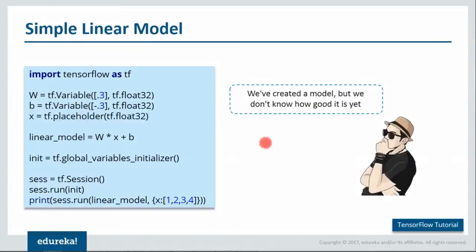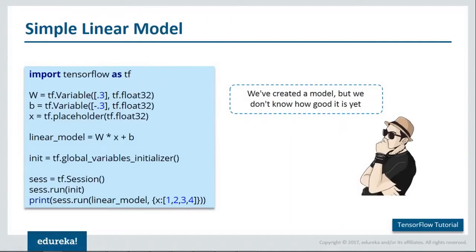So this is our first model, guys. Over here we have imported TensorFlow as tf. Then we have defined a couple of variables W and B, and we have initialized them with 0.3 and minus 0.3 respectively. Then we have a placeholder x. After that we have defined linear_model, which is nothing but W into x plus B. Then we have initialized the variables, launched the graph, and then we are running the session and feeding the values of x. So this is basically what our model is.